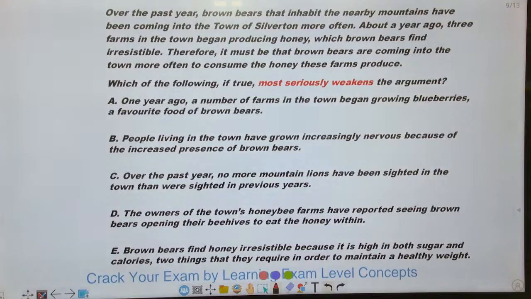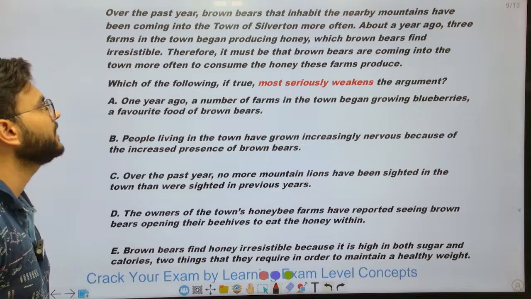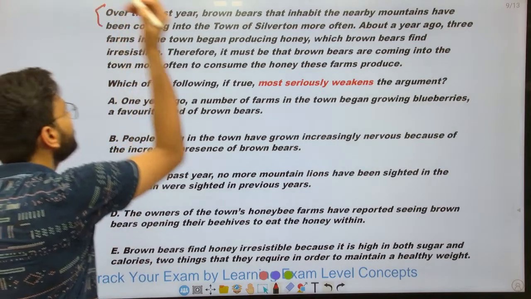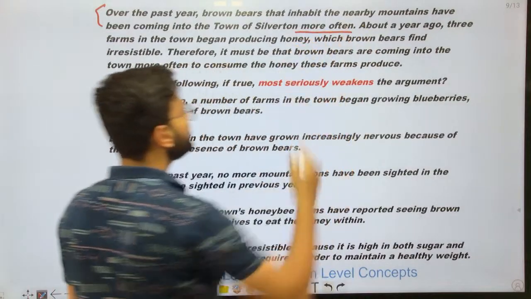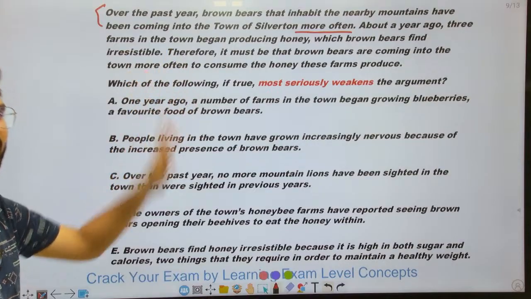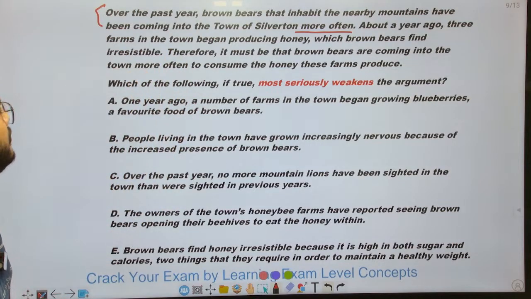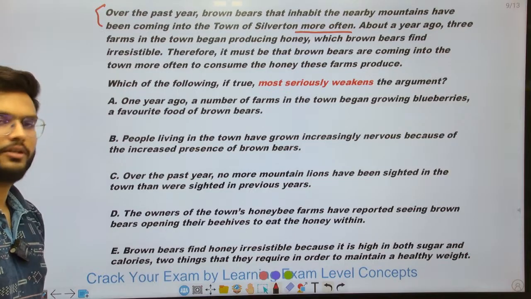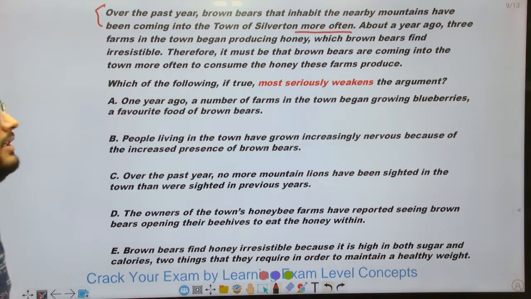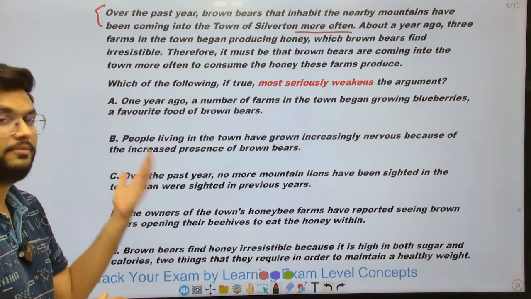What is happening? Over the past year, brown bears that inhabit the nearby mountains have been coming into the town of Silverton more often. Now this is a fact. They are coming more often. You cannot say they are not coming. When authors say they are coming more often, they are coming. This is a fact. About a year ago, 3 farms in the town began producing honey, which brown bears find irresistible. It means they love the honey.